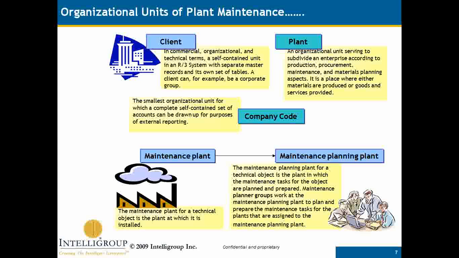The maintenance plant is where our technical objects are. This is the terminology we use in SAP. Technical object is nothing but your functional location, your equipment, as I explained yesterday. Where our physical technical objects are installed, that is called the maintenance plant. The maintenance planning plant is where the planning activities for the technical objects are taken care of. Maybe it will be the same plant or a different plant.